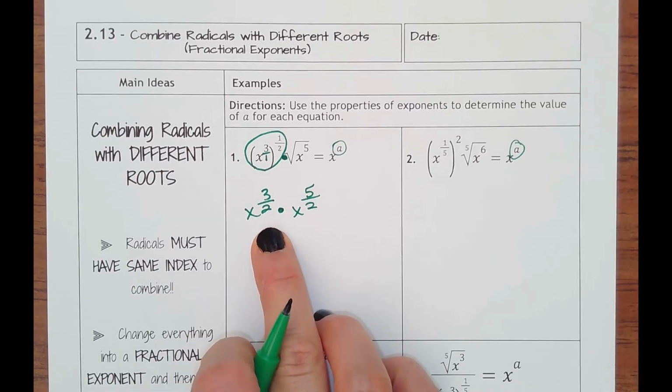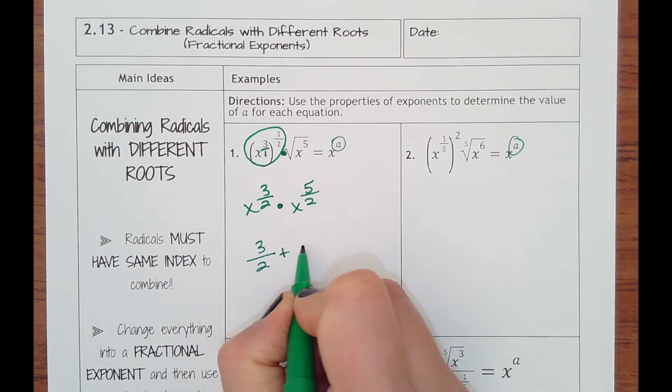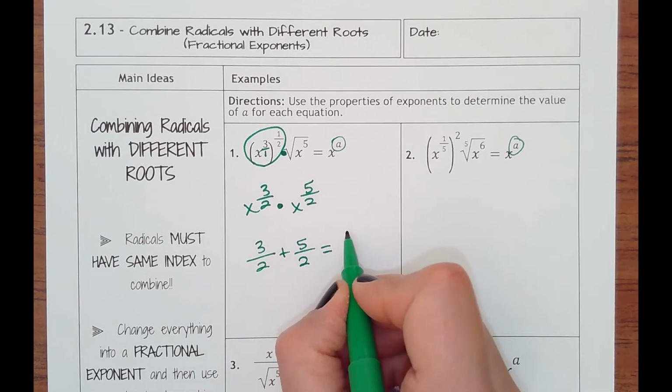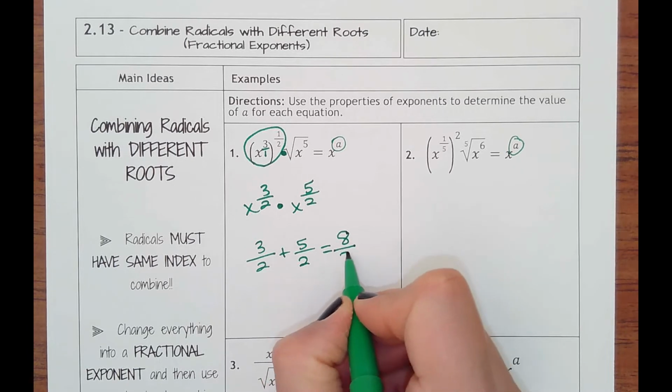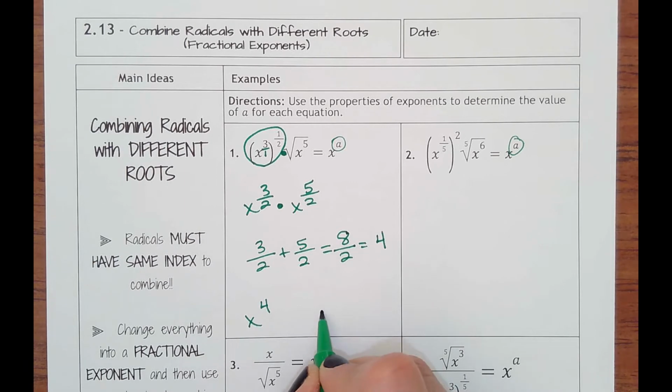And since we're multiplying between exponents, we are supposed to add the powers. And they already have a common denominator. 3 plus 5 would be 8 halves. 8 divided by 2 is really 4. So it would be x to the 4th power, but again, all they want is what a is, and that would be 4.